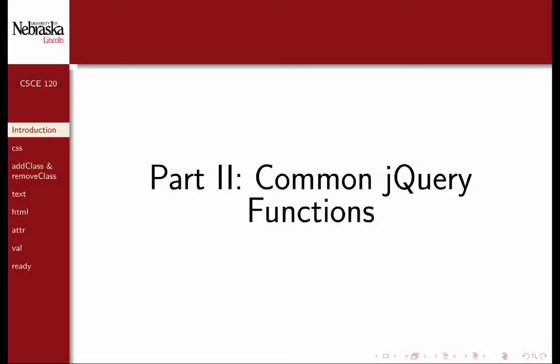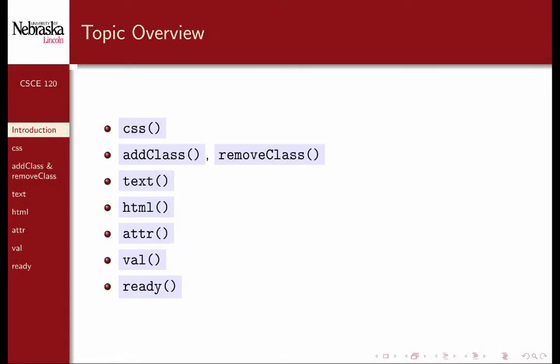Welcome back to part 2, Common jQuery Functions. In this part we'll revisit the CSS function in detail. We'll also look at addClass and removeClass, which allow you to manipulate the stylistic elements by adding and removing classes. We'll also look at text and HTML functions that allow you access to and an ability to set the inner HTML and inner text of a particular DOM element. We'll also look at the attribute function that allows you to get and set attribute values, as well as the val function that allows you to get and set values in form data.